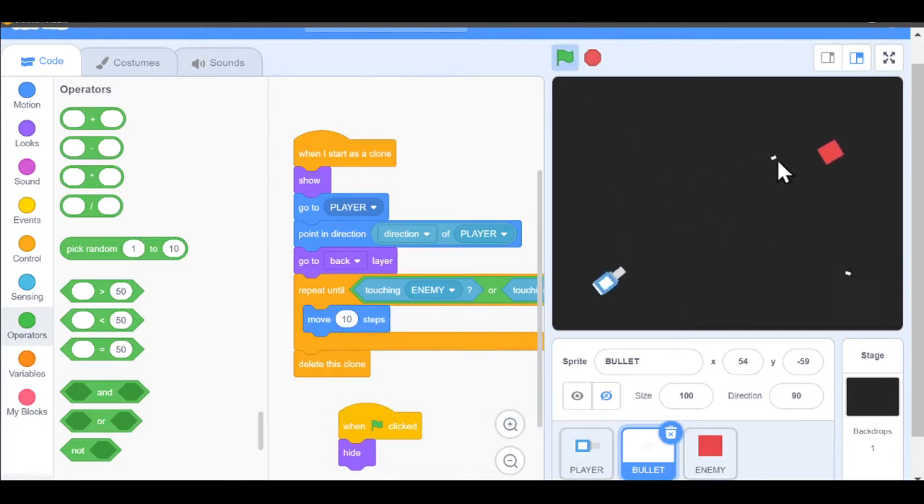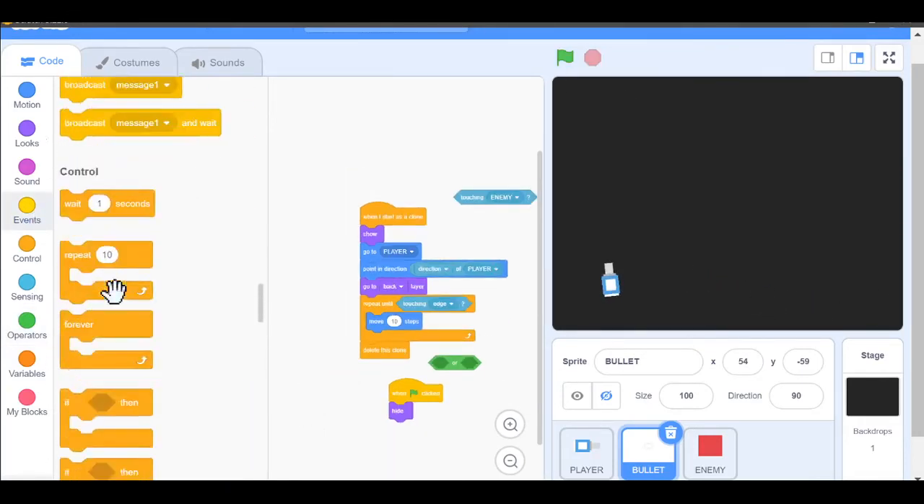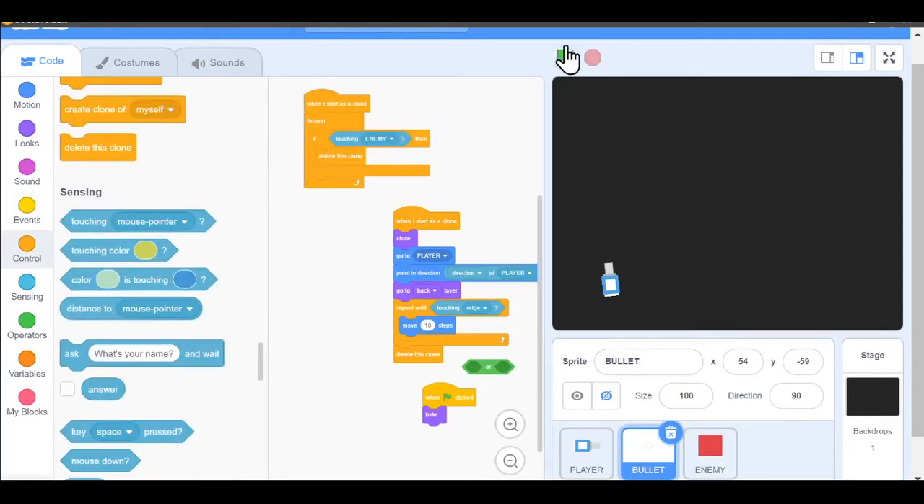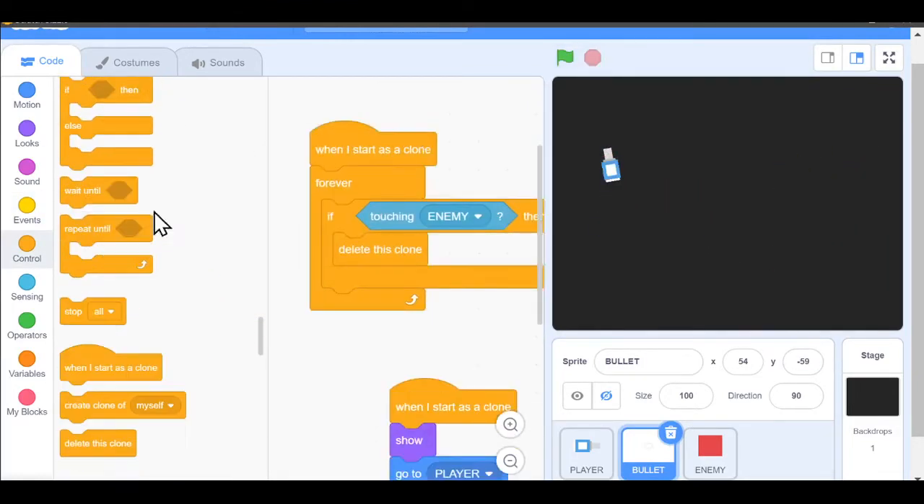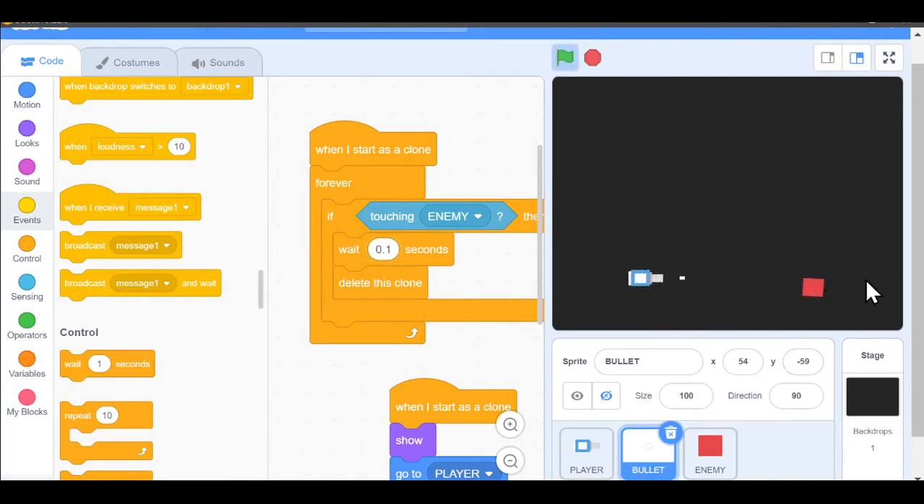Okay, there we go. Wait. Okay, I think we sort of have a problem here. Okay, so now guys, we're gonna finish it off with the game over sign, and we're gonna finish the enemy mechanism.